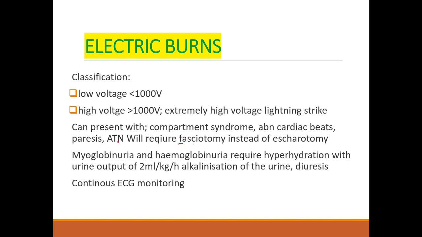So there's a difference between fasciotomy and escharotomy. For escharotomy, you are making incision on the circumferential scar, which is the burnt outer covering. While fasciotomy, you have to go into the fascial compartment of that limb and make incision on the fascia. Myoglobinuria and hemoglobinuria require hyperhydration, okay, with a urine output of 2 mL/kg/h and alkalinization of the urine, diuresis, and continuous ECG monitoring.